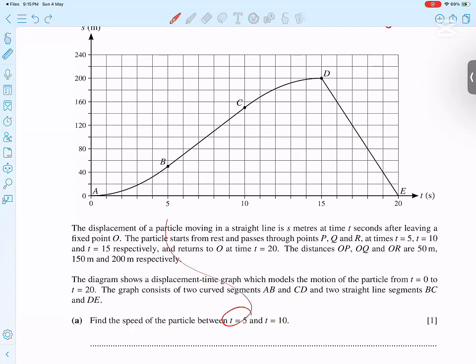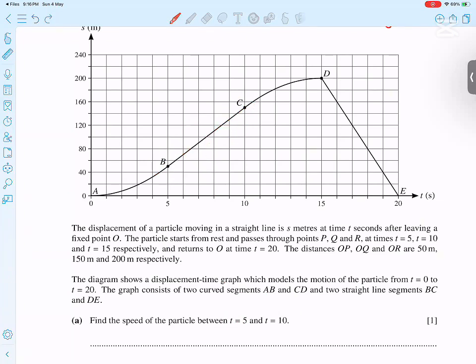So 5 is here and 10 is here. Basically, if you look carefully, there's a straight line. Whenever you take 2 points on the line and find the gradient, it remains the same. So it means at C and B, or not even C and B, in the middle, however many points you take, the gradient will remain the same. So the speed will remain the same.